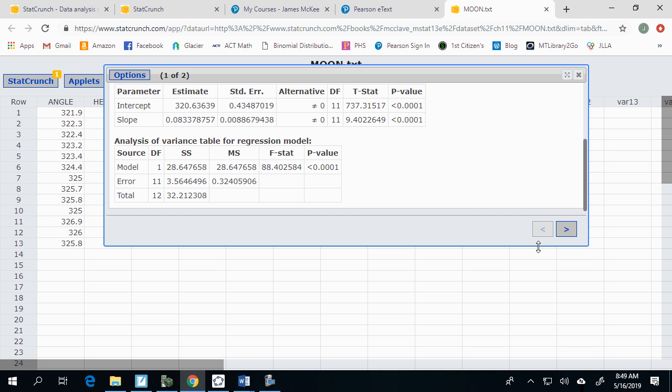What's beta 0? Look at the form of the equation. What is this? It's the y-intercept. Yeah, about 320.6 plus, yeah, that number, 0.0834 times height, right? And I think that's in degrees. They're measuring the height in degrees, which annoys me a little as a math teacher, but I think that's what it is. Okay?